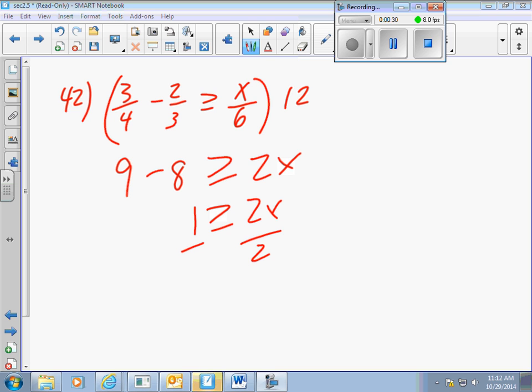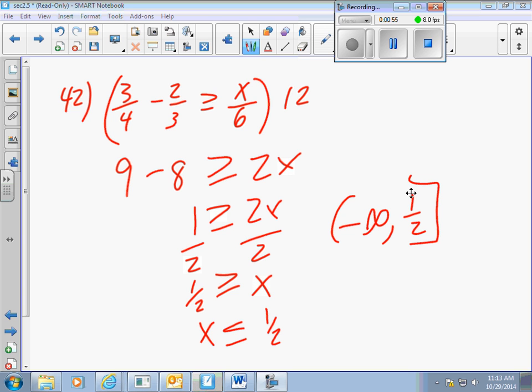Divide by 2 then, because we want our answer with the x by itself. We're more used to seeing the x on the left and the half on the right. So if we switch the sides, we switch the sign. And to go to interval notation, if we're going to the less than, we are going to negative infinity, and we will stop at 1/2.